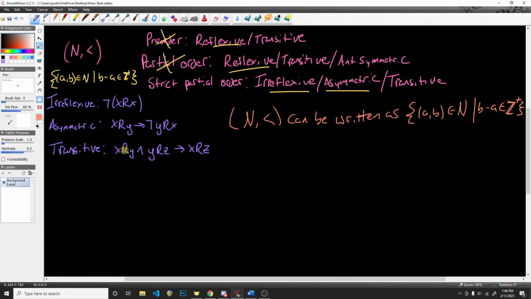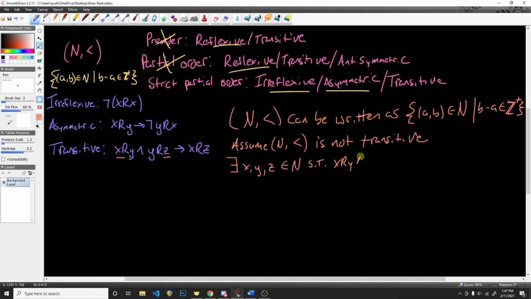The next thing we want to prove is that the property is transitive, and I'm going to do a proof by contradiction. So we're going to assume that our relation is not transitive. That means that there exist an x, y, and z that are elements of the natural numbers such that we have x R y and y R z, but we do not have x R z. Because again, remember that both of these need to be true in order for this implication to be proven false.